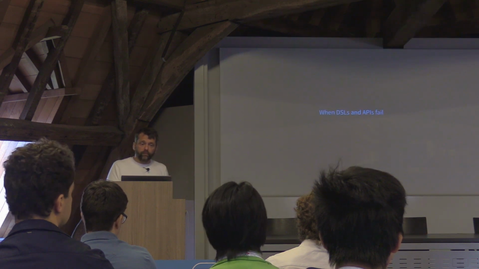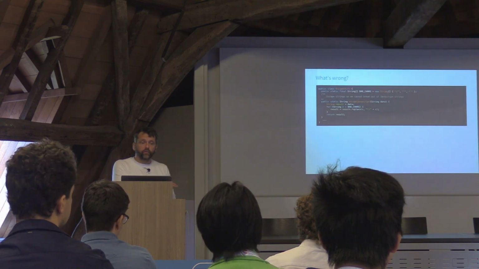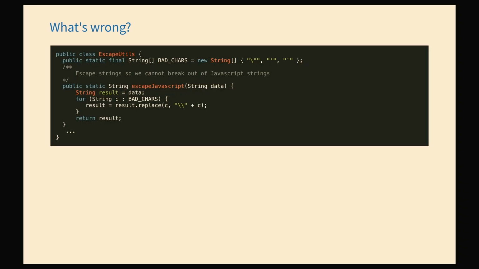And then an example of where things failed. So in this example here, we have a little function called escape utils. And in this case, it's intended to take a list of bad characters at the top. So we're trying to take the double quotes, the single quote, and this accented quote. And we're saying, well, we don't want them in our JavaScript. So it's intended to be used when we're going to put a string within a JavaScript string within an HTML page. The problem in this case is it doesn't escape the escape character.